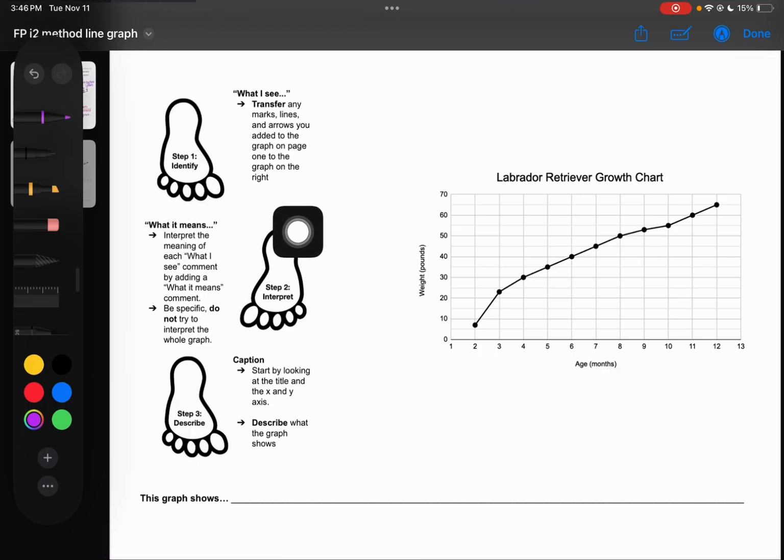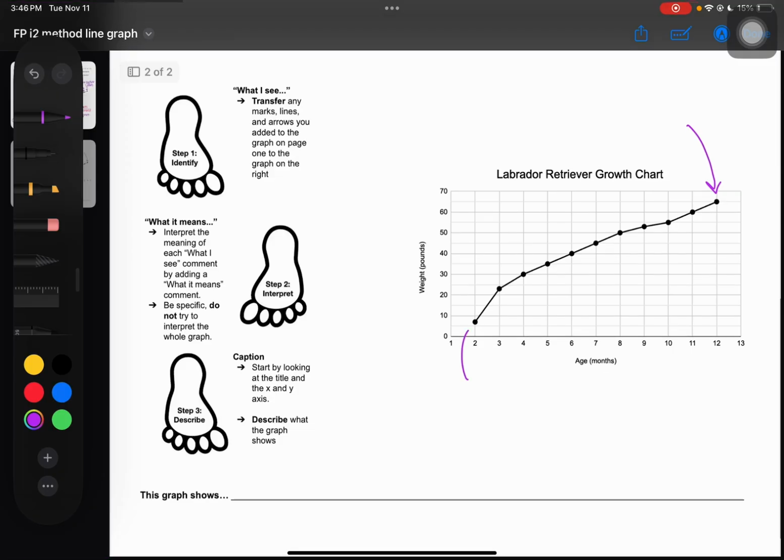So right here, I need to first transfer over any lines or marks. I had an arrow, whoopsies. I had an arrow pointing to the highest point. I had an arrow pointing to the lowest point. And I had an arrow demonstrating the overall trend. So I'm going to copy those over. We'll get to my fourth something in just a second. Now I'm going to change my pen color. I'm going to go to a blue instead for my WIMs, okay?